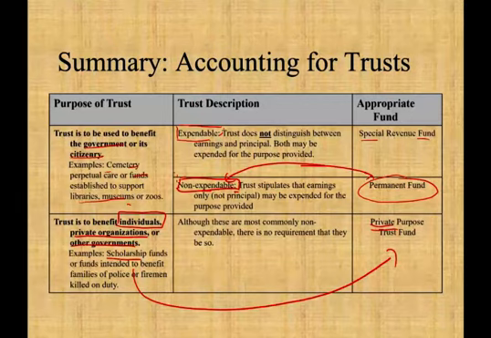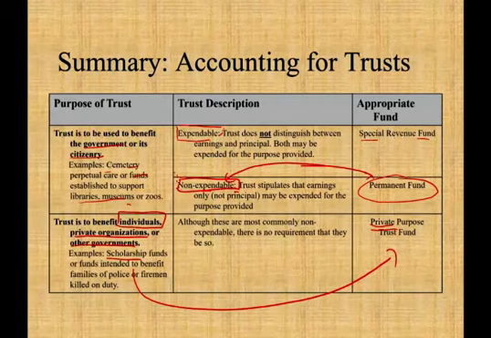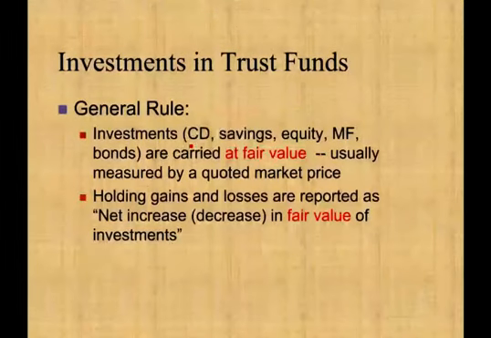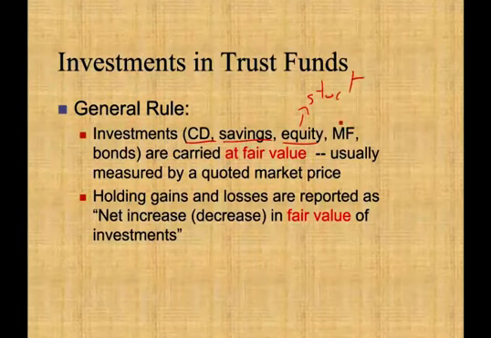Now, how does the private purpose trust fund work? The first thing is we have to get money from somewhere. Once we get this money, we're going to take this money and invest it somewhere. Where can we invest the money? We could invest the money in certificates of deposit, savings accounts, equity, which is stocks. We could invest the money in mutual funds. We could invest the money in bonds, all sorts of instruments.